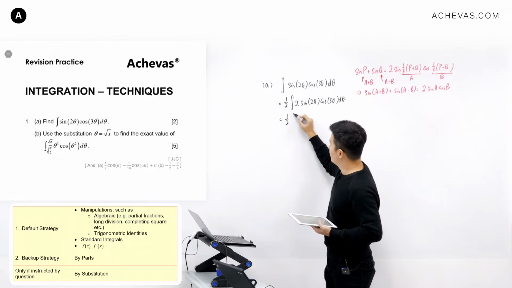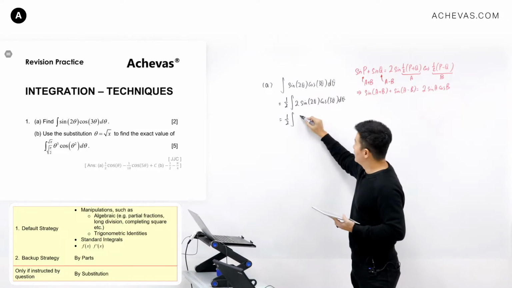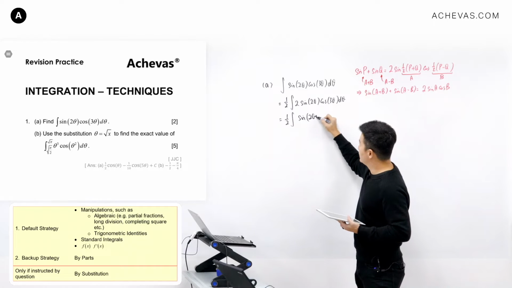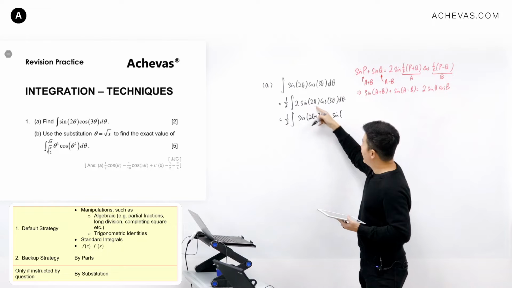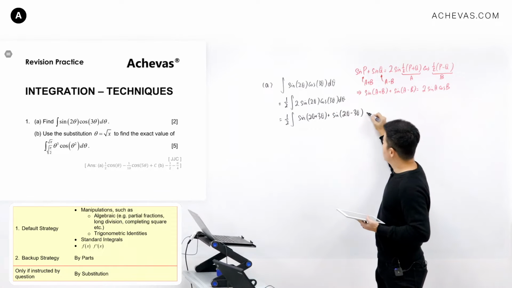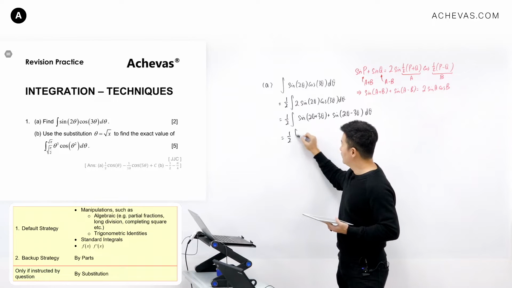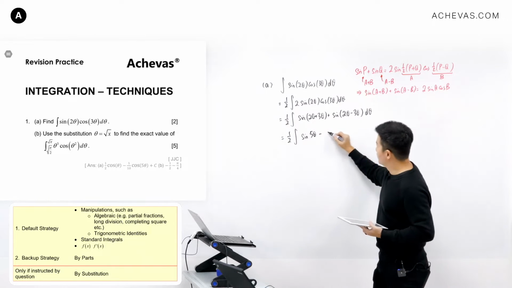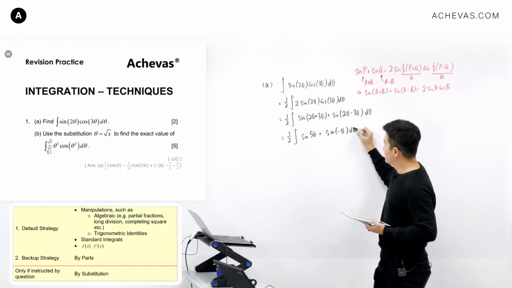This is equal to half. Now applying the trigonometric identity, we are going to have sine A plus B, which is 2 theta plus 3 theta, then plus sine A minus B, which is 2 theta minus 3 theta, d theta. This is equal to half. So now we have sine 5 theta plus sine minus theta d theta.